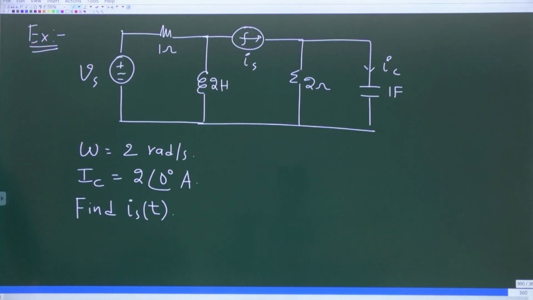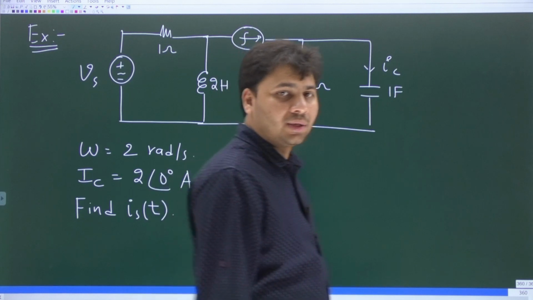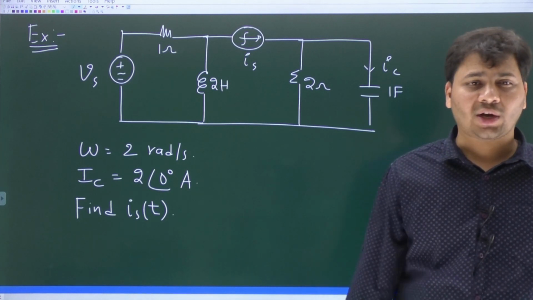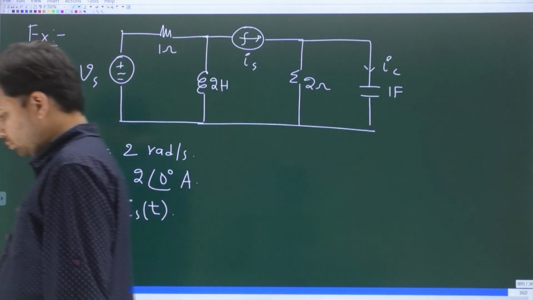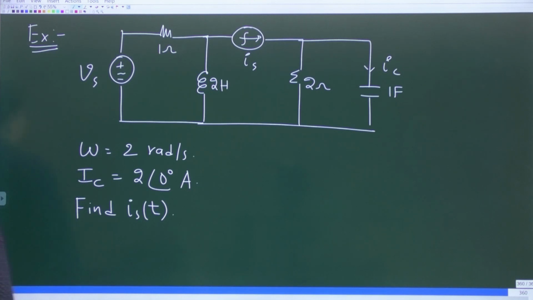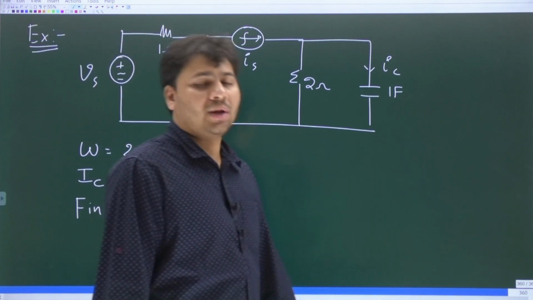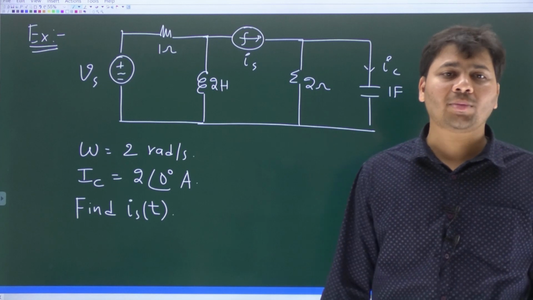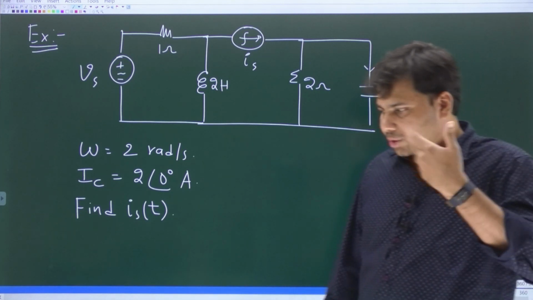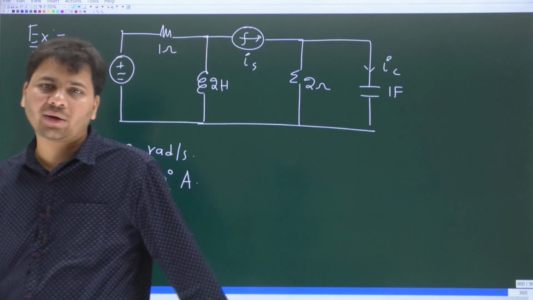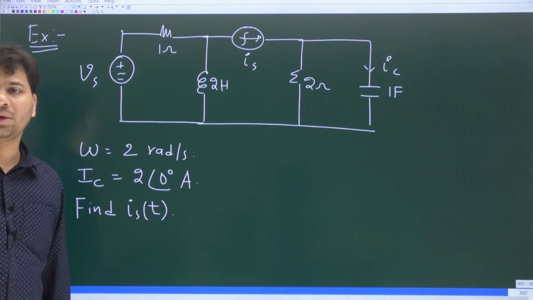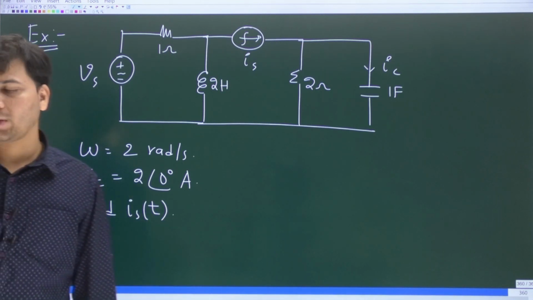Please type the expression for Is of t, the value of the sinusoidal current source as a function of time, in the chat box. Remember, the phasor current through the capacitor is given. Whenever you are given the phasor current, you are dealing with the phasor domain, not the time domain. So you should do the analysis in the phasor domain, but in the end come back to the time domain. Only then will you be able to write the expression for Is of t.